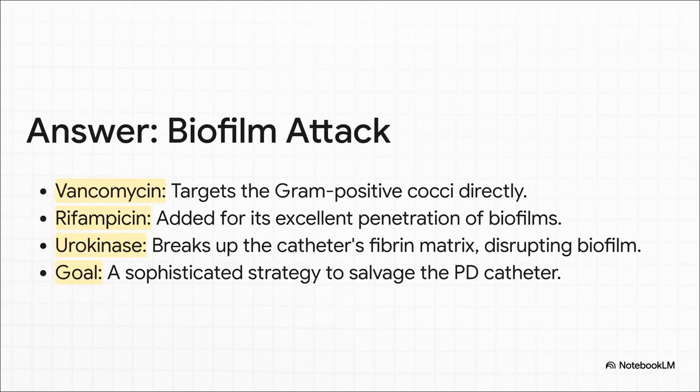The correct answer here is C, and it's a beautifully aggressive strategy designed to save that catheter. You're not just treating the bug, you're attacking its fortress, the biofilm. The intraperitoneal vancomycin handles the gram-positive cocci, but the real key is adding rifamycin, which is a master at penetrating biofilms. Then, you bring in the urokinase lock. Think of it as a demolition agent. It breaks up the fibrin scaffolding that protects the bacteria, allowing the antibiotics to get in and do their job. It's a sophisticated play to avoid the drastic step of catheter removal.